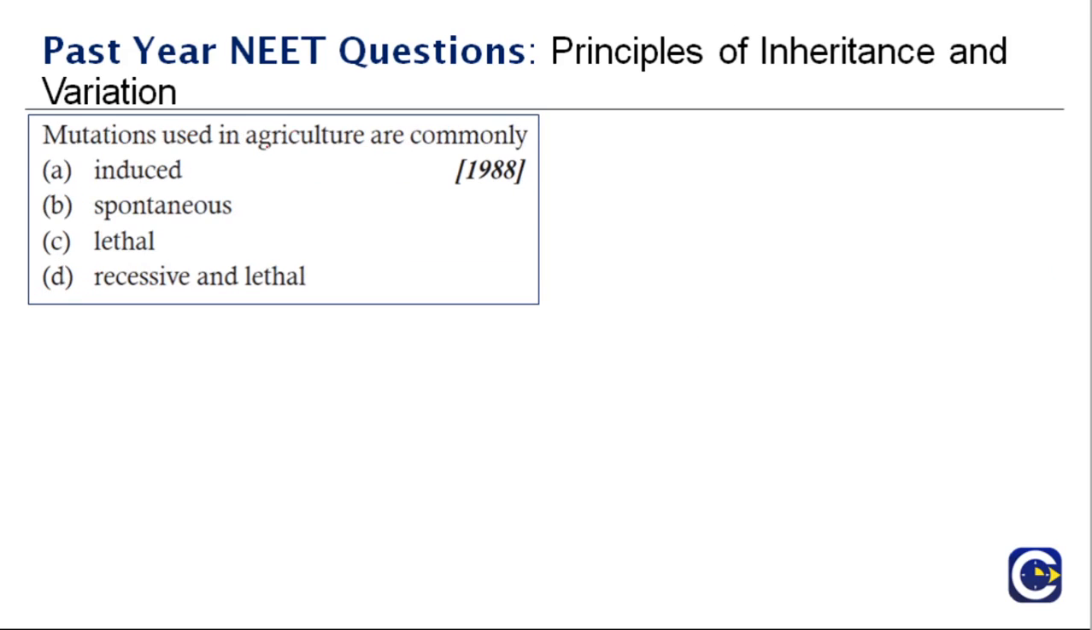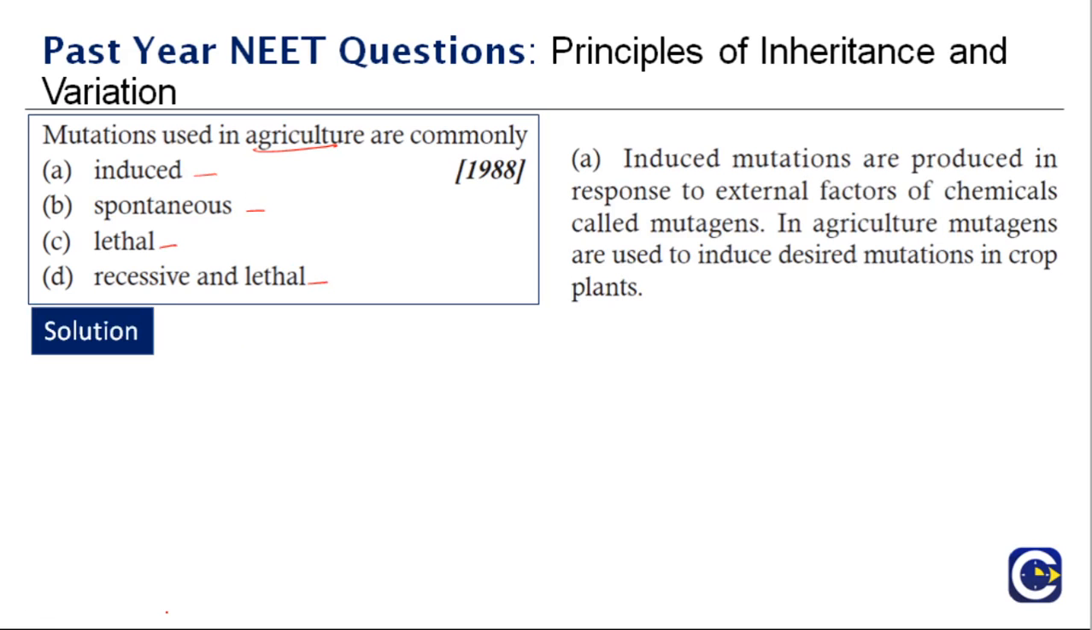Mutations used in agriculture are commonly: induced, spontaneous, lethal, recessive and lethal. So what is the right answer here? In case of agriculture, the mutations are always induced. Induced mutations are produced in response to external factors or chemicals called mutagens. In agriculture, mutagens are used to induce desired mutation in crop plants, sometimes to get a superior plant or something. So the right answer is A.